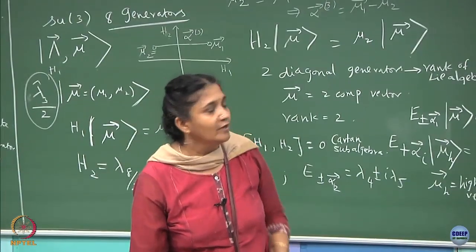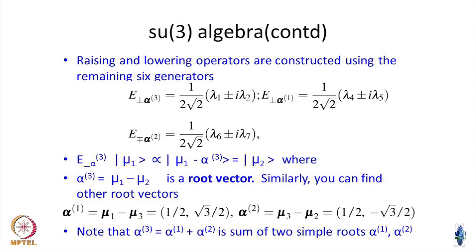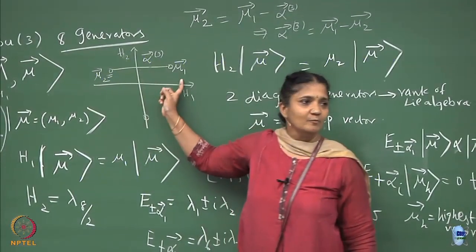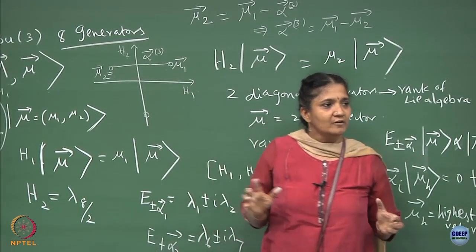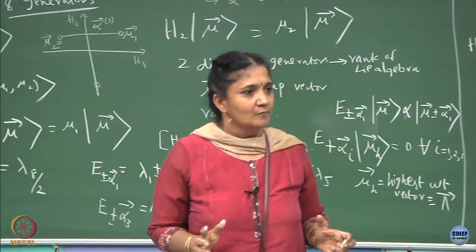So, this is what I am showing on the screen again on the slides. E minus alpha 3 acting on mu 1 should be proportional to mu 1 minus alpha 3, and it should be equal to mu 2, where alpha 3 is mu 1 minus mu 2, and this is what we call a root vector. The difference between any two states, the weight vector corresponding to that is what we call a root vector.